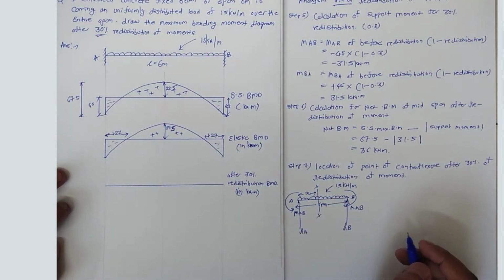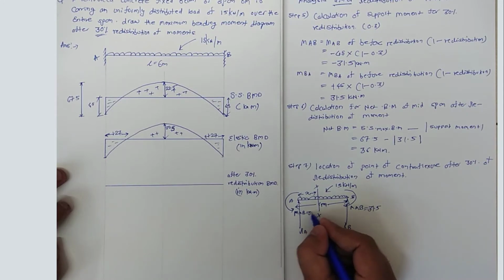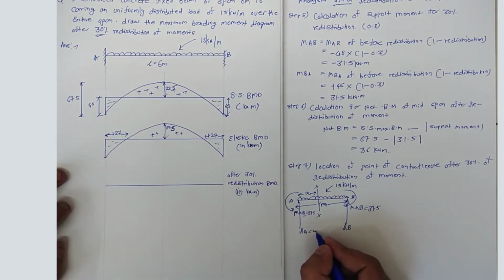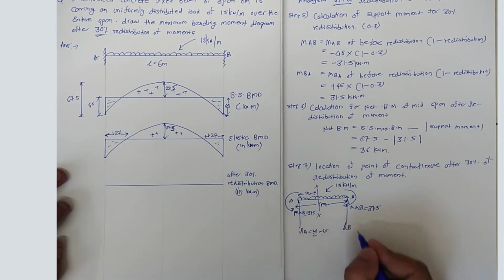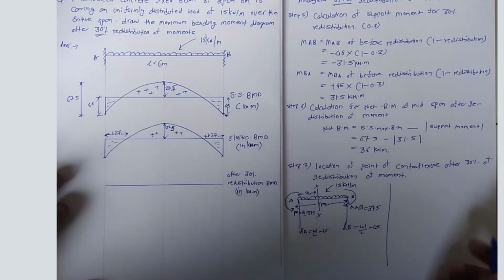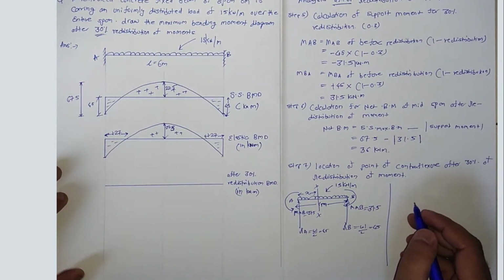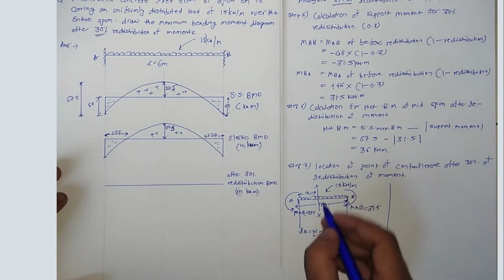Okay, how much you have M A B, which is equal to 31.5, 31.5 is minus, and this will be 45. I hope you understand. WL by 2 equals 45. So now we'll calculate here. We'll take moment about this axis.